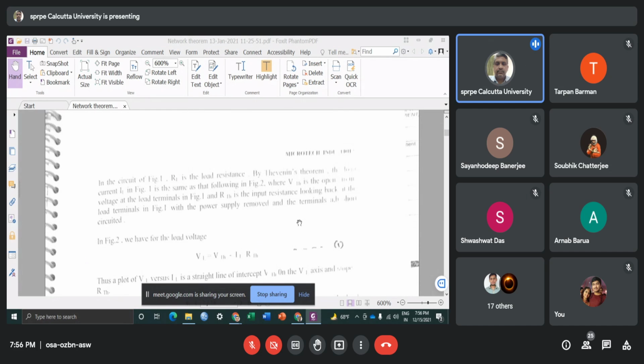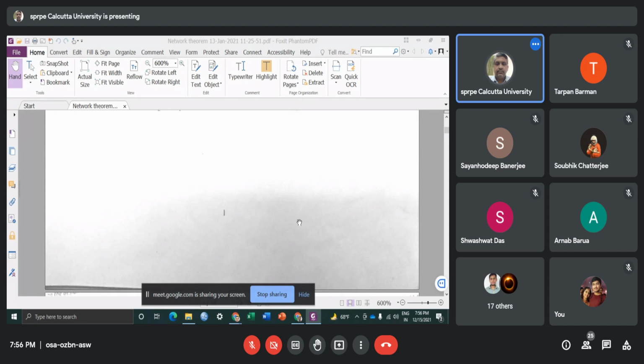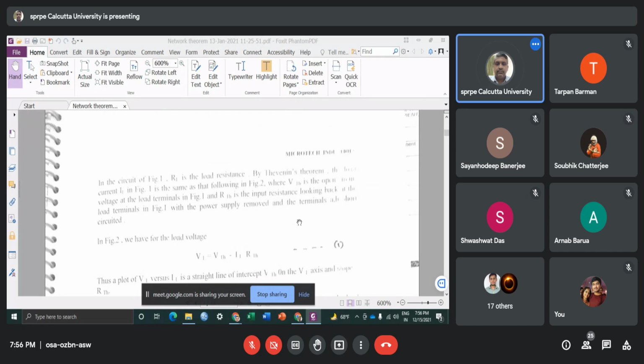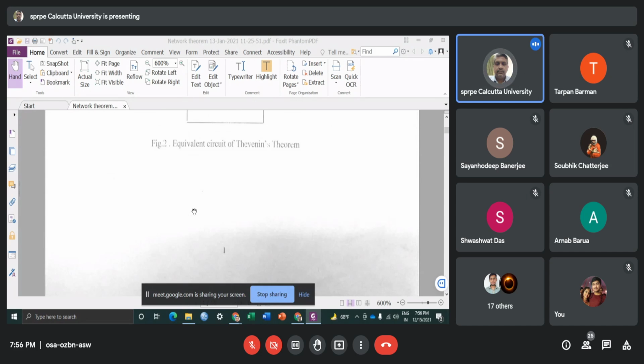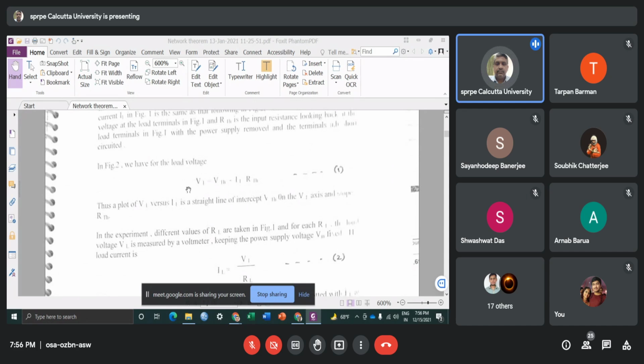Now if I have this simple circuit, then it's very simple to write down the formulas. If IL is the load current, then IL multiplied by RTH plus RL is equal to VTH. That is IL into RTH plus RL is equal to VTH. And therefore, if I express the load voltage VL, the VL can be written as VTH minus IL into RTH.